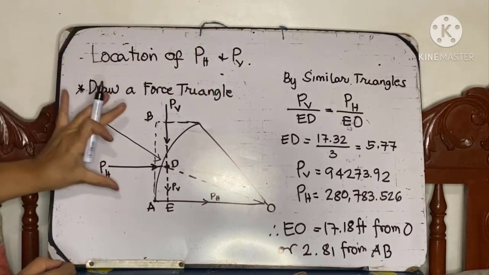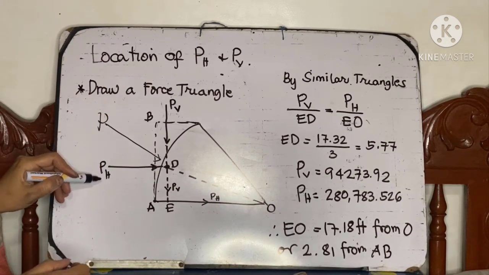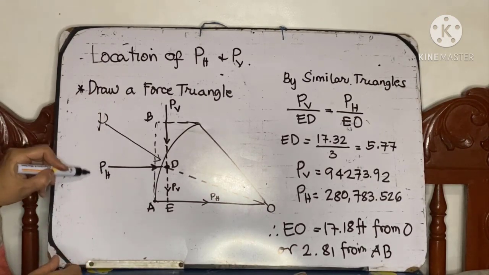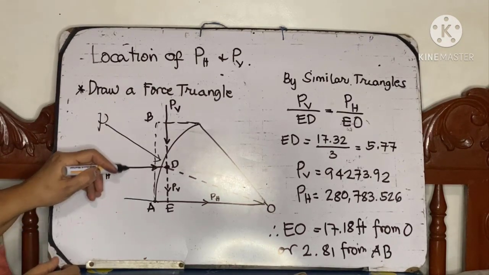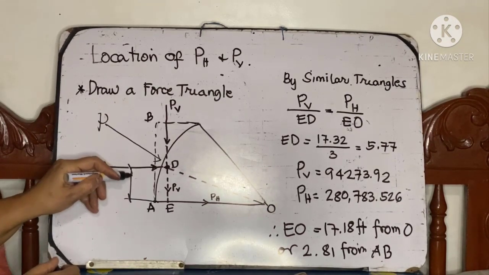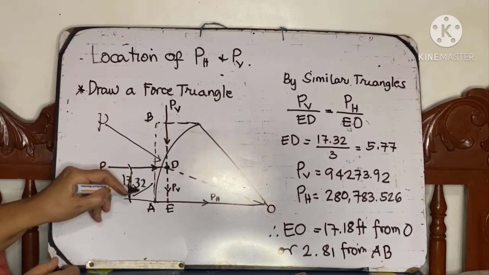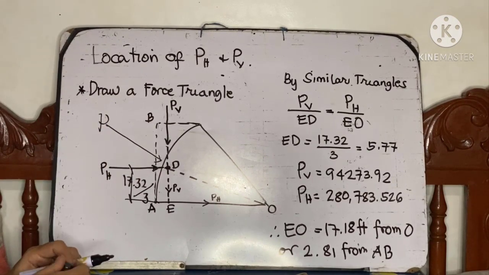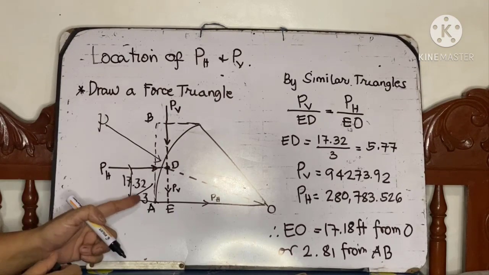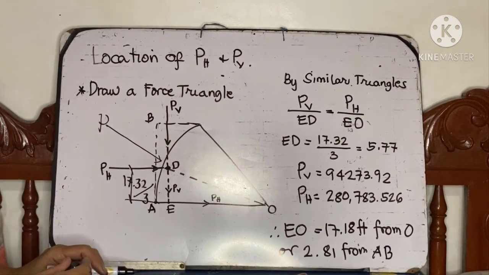So kung ito ay 17.32, ito ay magkakaroon lang ulit ng triangular diagram ng force. So again, ito ay nandun lang sa kalahati ng 17.32. No, not kalahati, 1/3. 1/3 from the base, 2/3 from the vertex, kasi that's how you locate the centroid of a triangular section. So alam na natin ang location ng pH. Yung PV, how do we locate?